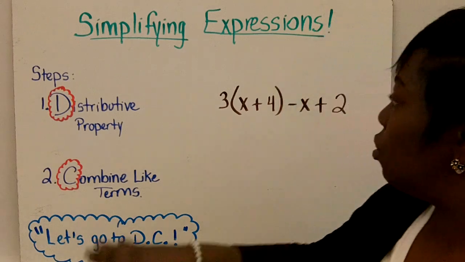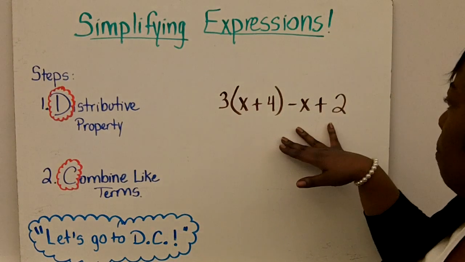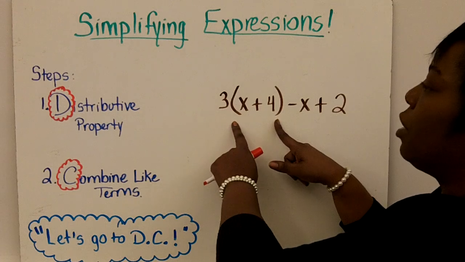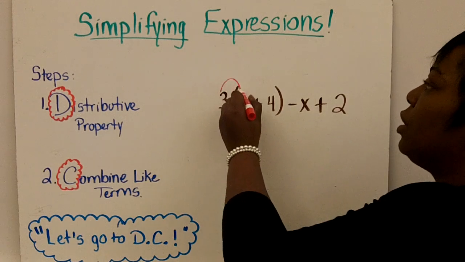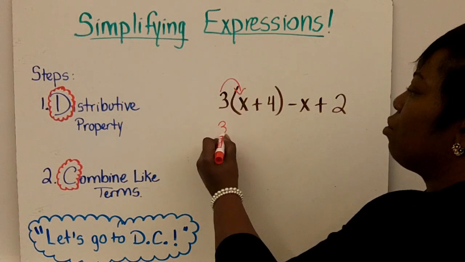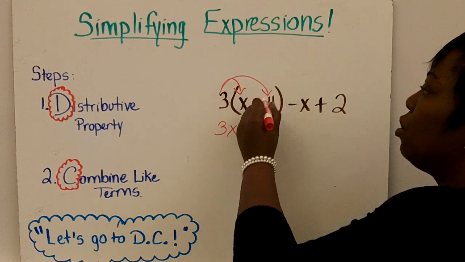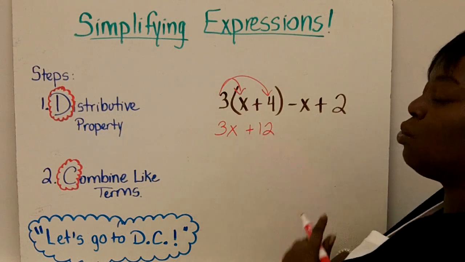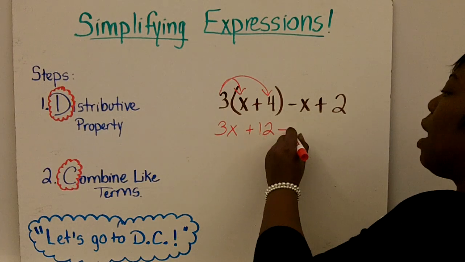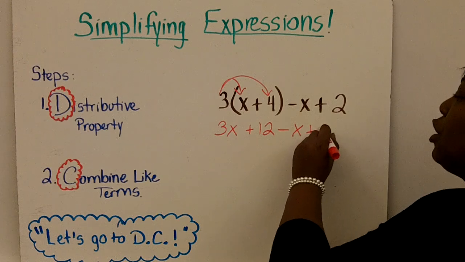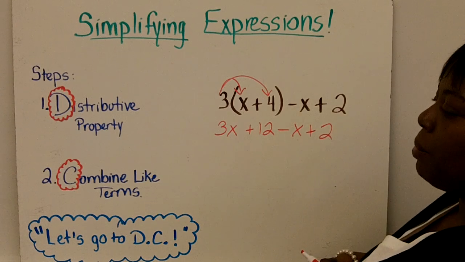So what we're going to do is check for distributive property. Here, the distributive property could be used. I can distribute the 3 to the x. That is 3x plus 3 times 4. That is 12. Then I just simply copy the rest of the expression. That would be step 1.